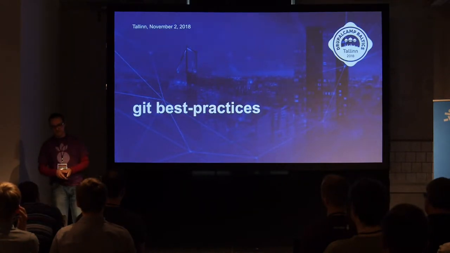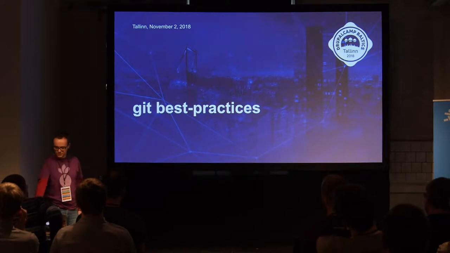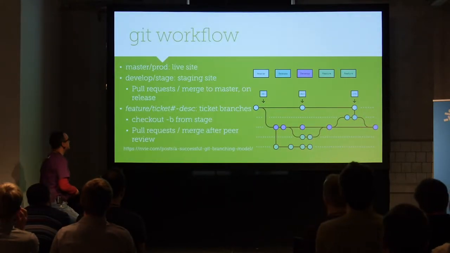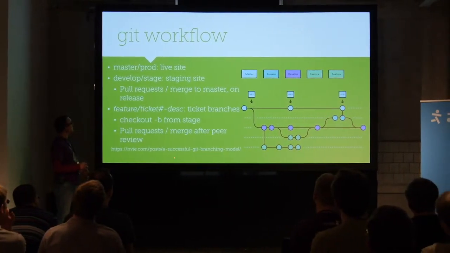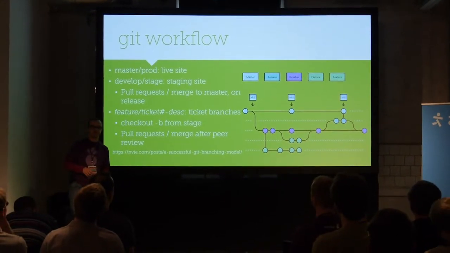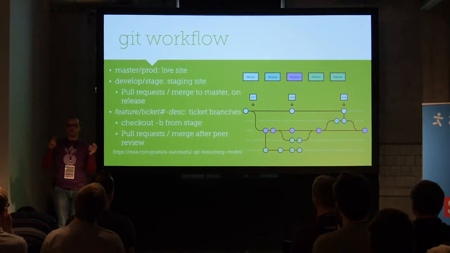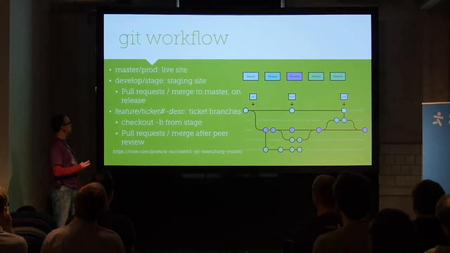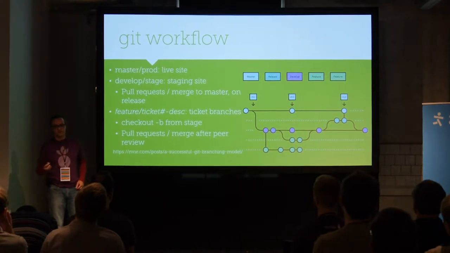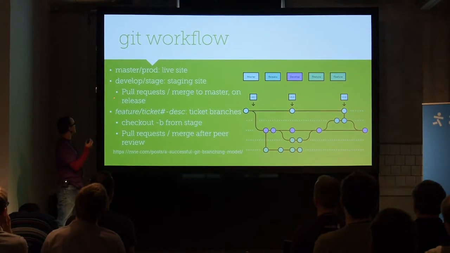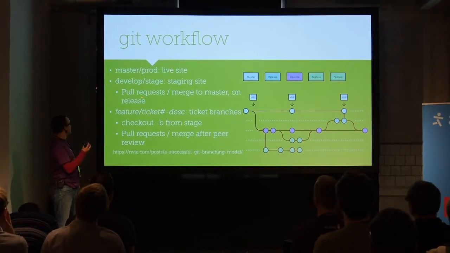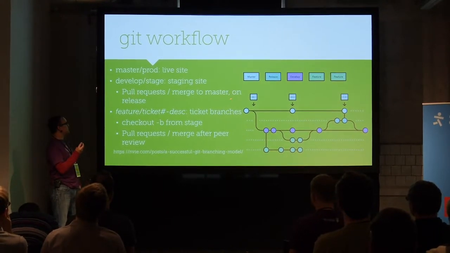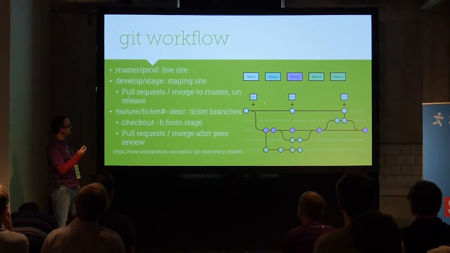So some Git best practices. I think probably some of these you already know. This is a Git workflow that's very old. A lot of other workflows derive from this, but this is basically the common minimum standard. So you've got a master prod branch that's running your live site. You've got a develop/stage for running your stage site. And you do pull requests to master on each release. So basically you do a release, and stuff goes into master.